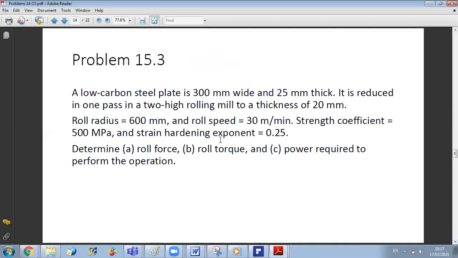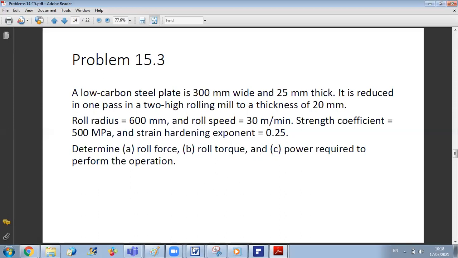Another problem. A low carbon steel plate is 300 millimeters wide and 25 millimeters thick. It is reduced in one pass in a two-high rolling mill to a thickness of 20 millimeters. The roll radius is 600 millimeters and the roll speed is 30 meters per minute. The strength coefficient is given by 500 megapascal and the strain hardening exponent is given by 0.25. We want to determine the roll force, the roll torque, and the power required to perform this operation.